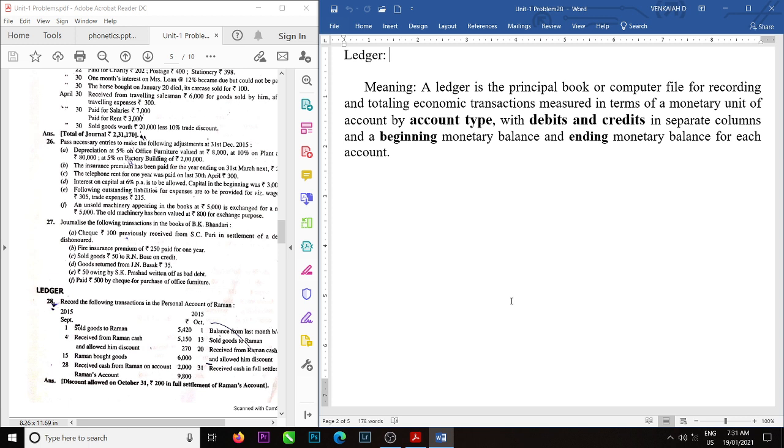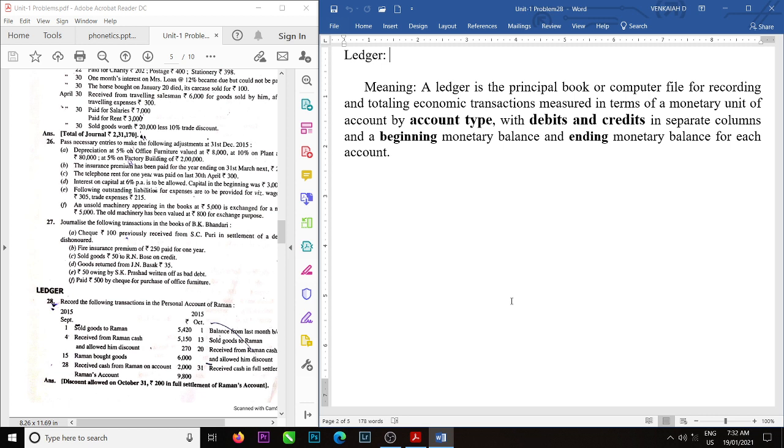In that, we remembered there are three types of accounts: personal, real, and nominal, and each account has its own rules. Personal account rules are: debit the receiver, credit the giver. Real account rules are: debit what comes in, credit what goes out. Nominal account rules are: expenses and losses to be debited, incomes and gains to be credited.